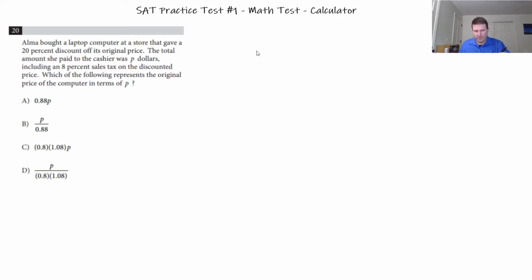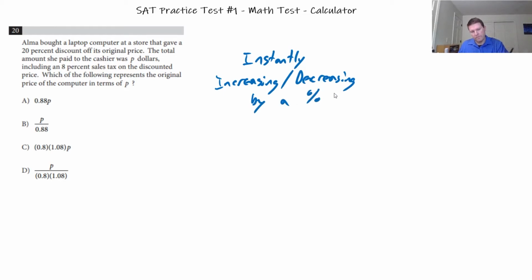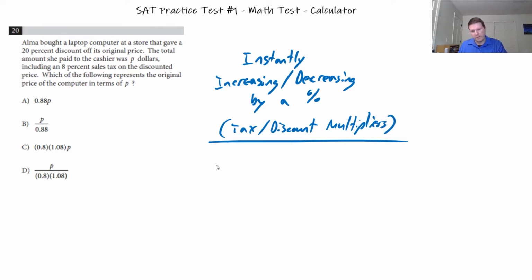So first thing, this is what I would call instantly increasing or decreasing by a percent. I would call these tax and discount multipliers. I'm going to use my own example first, and then we'll get over to number 20 here, but let's say you had a $200 bike you wanted to buy, and there was 5% tax. That's nice to imagine, right?